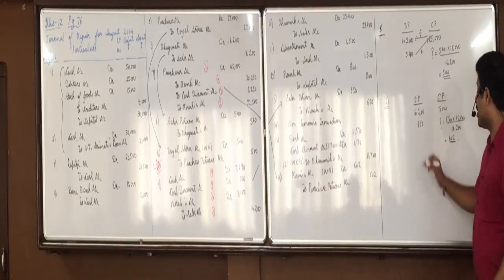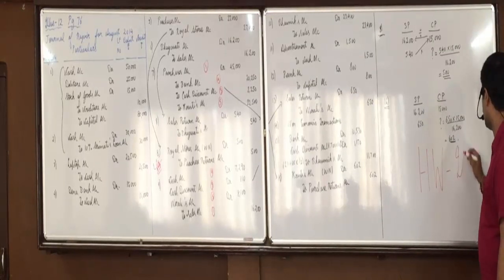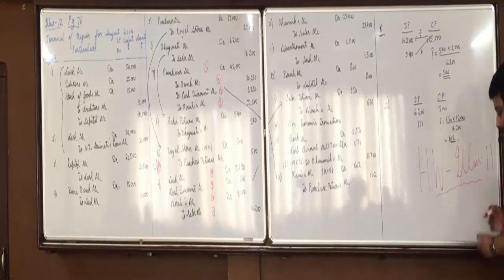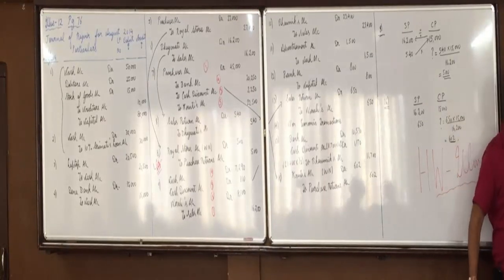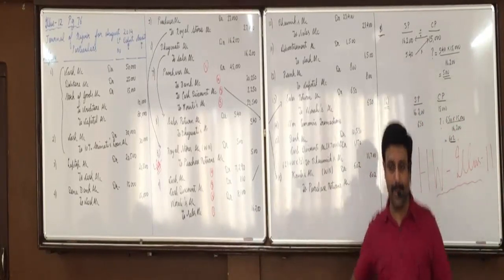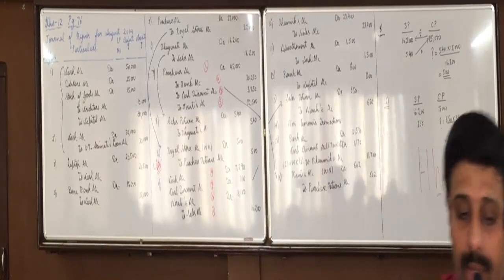Homework will be illustration 11. Tomorrow we'll complete this chapter. Whatever half of the transactions out of 31 we have done today, the remaining half we'll take up tomorrow. Bye everyone.